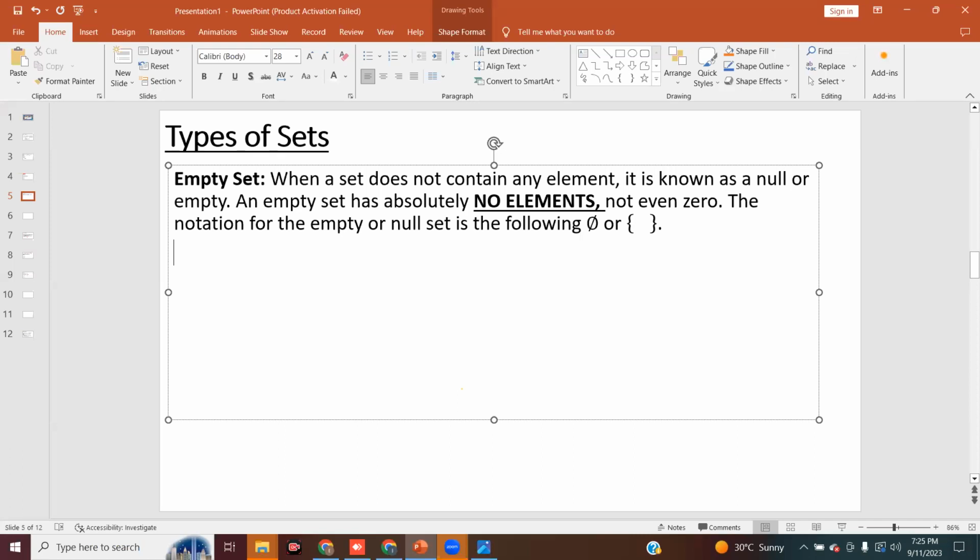All right, so what are empty sets? So for example. Excuse me, Mr. Petit. Can I use the bathroom, please? Sure.